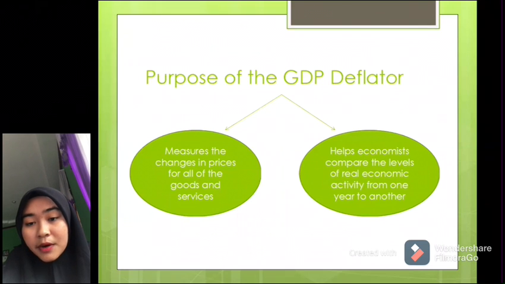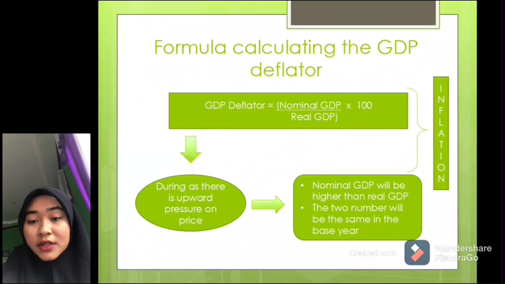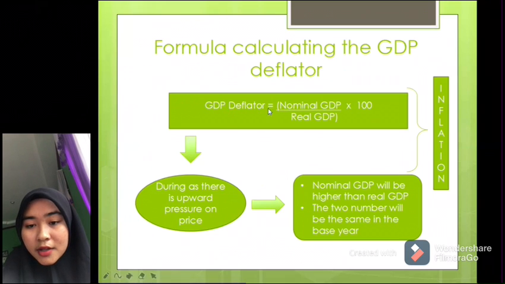The next purpose is that using the GDP price deflator helps the economy compare the level of real economic activity from one year to another. The next is the formula for calculating the GDP deflator. The formula is: GDP deflator equals nominal GDP divided by real GDP, multiplied by 100.